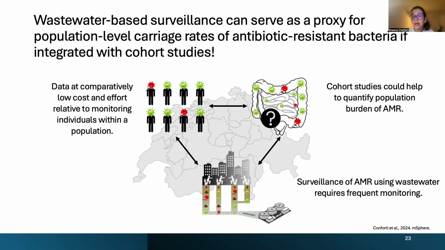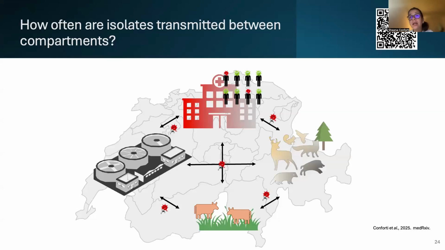And now I'd like to briefly mention another type of data that we can retrieve from wastewater, which is the number of transmissions, or namely how often these resistant bacteria, here in red, do travel among these different compartments and how often they are transmitted. And this is something that we also try to do using wastewater bacteria, as I told you before.